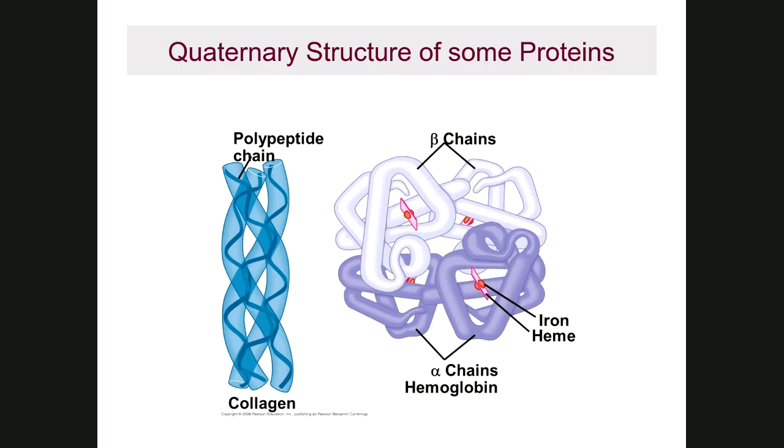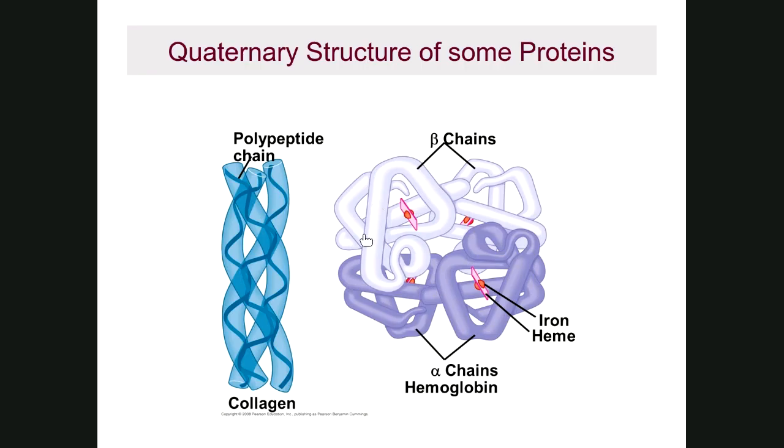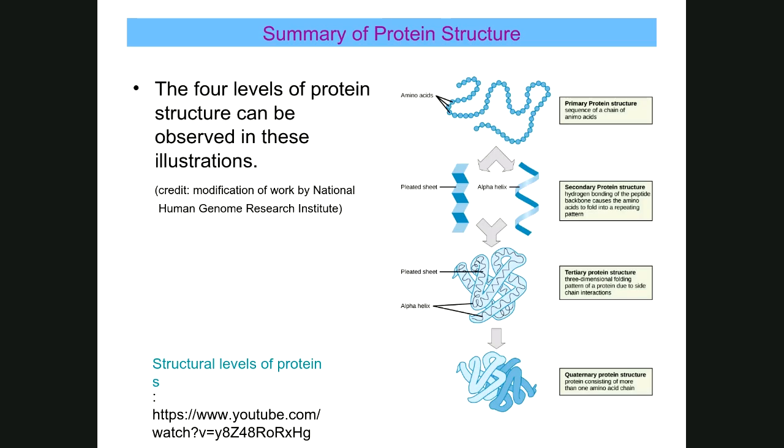We have also quaternary. And actually quaternary, what is it? If you look at it, you see that there are 2 to 4 polypeptides. This is beta 1, beta 2, alpha 1, alpha 2, and they are bonding with each other. So in the quaternary, therefore, the protein structure consists of more than 1 polypeptide.